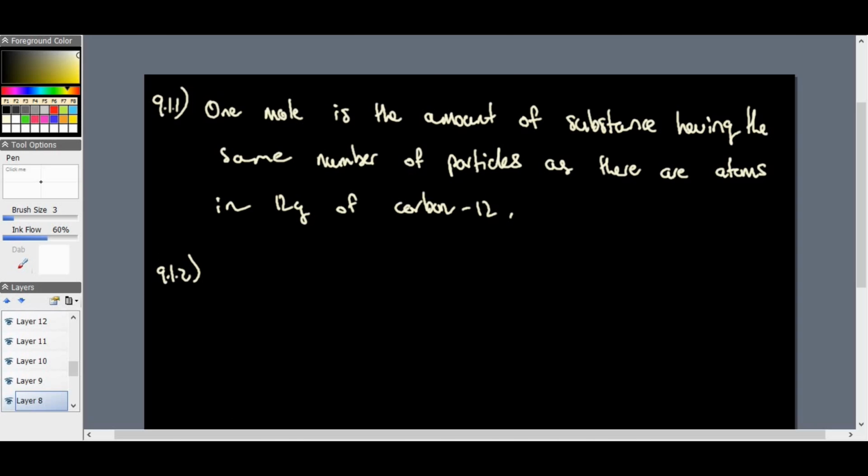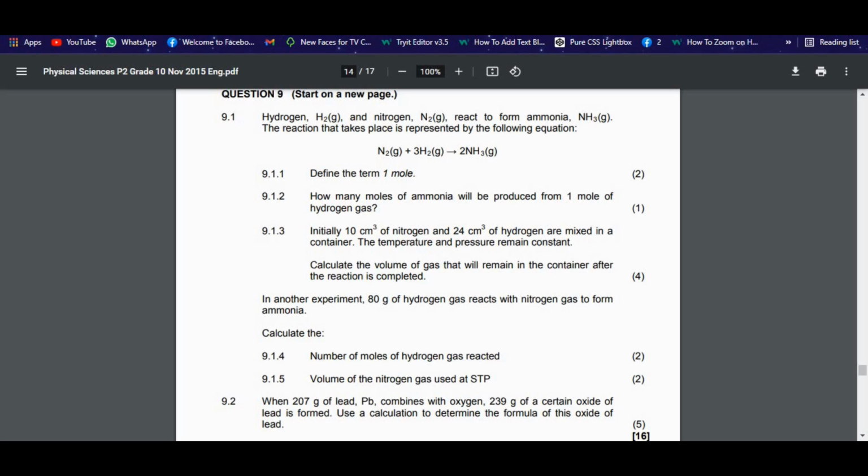9.1.2 of the reaction that we just looked at. How many moles of ammonia will be produced from 1 mole of hydrogen gas? Okay, so let's have a look here.